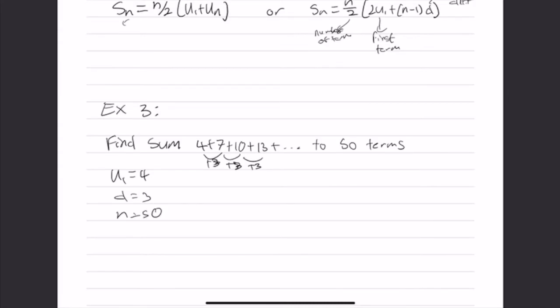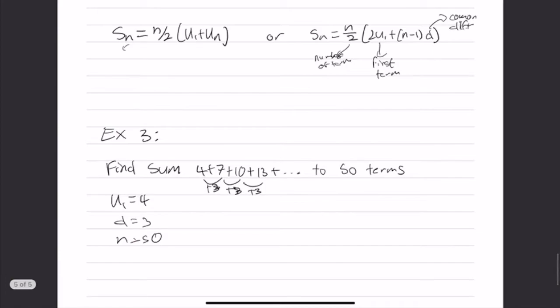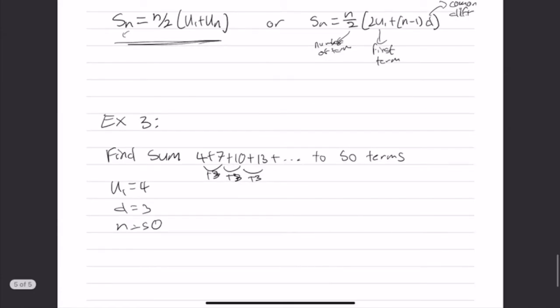So now we can look up and see what formulas we have. We can use the second one because we have d and u1. You'd use the first one if you know the value of the 50th term, but in this case we don't. So we'll use the second equation. Sn equals n over 2 brackets 2u1 plus n minus 1 times d.